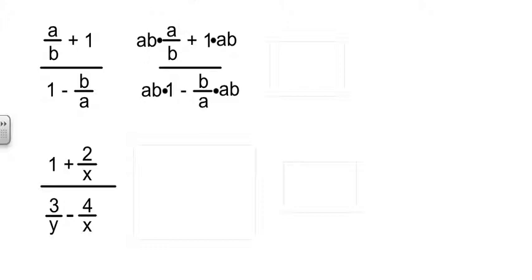Now what happens? B cancels b. A cancels a. Now what have we got? We've got a squared plus 1 times ab is ab. ab minus b times b is b squared. We take care of the problem of having multiple fractions here by using one common denominator for everybody.